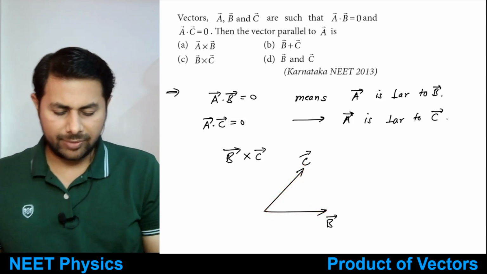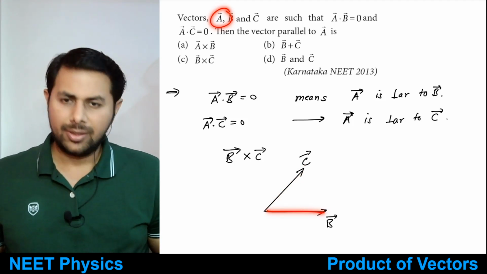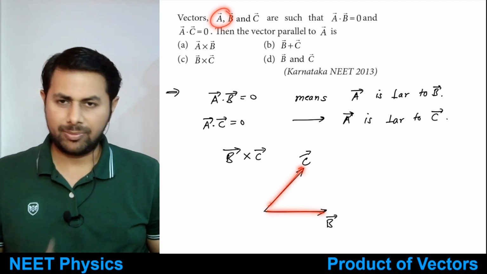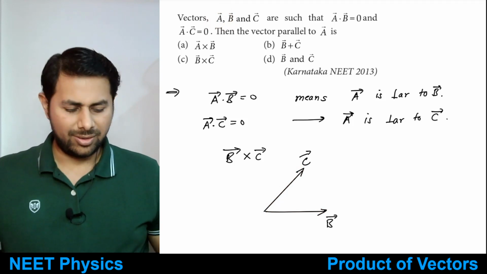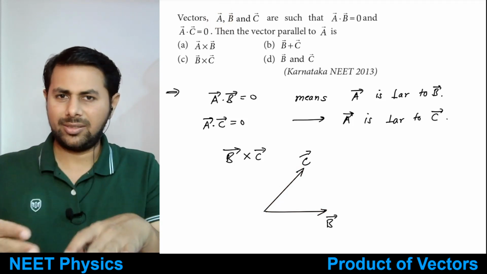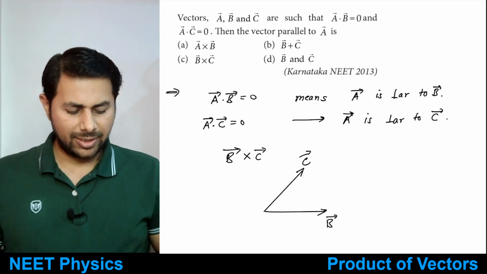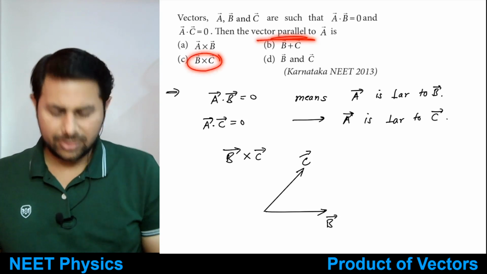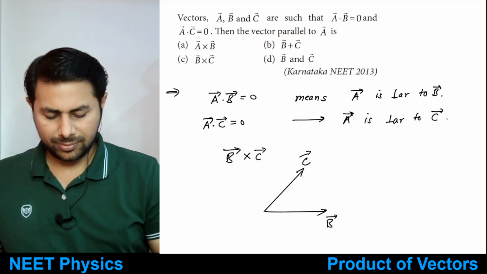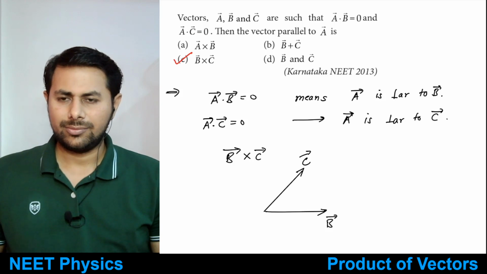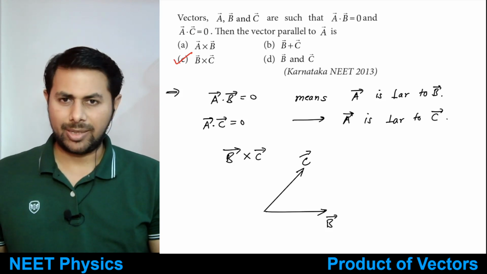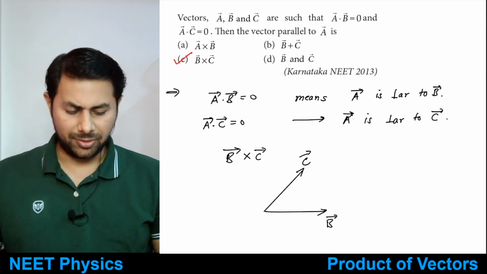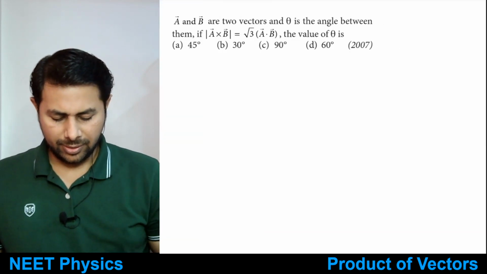Okay, and it's given that a bar is perpendicular to b bar, it is perpendicular to c bar also. That means it is perpendicular to whole plane. Okay, whole plane containing b bar and c bar, right? So what would be a vector parallel to a bar? It will be b bar cross c bar. Because if you take b bar cross c bar, it's perpendicular to both. This is clear, everyone? Right, good. Let's see next one.